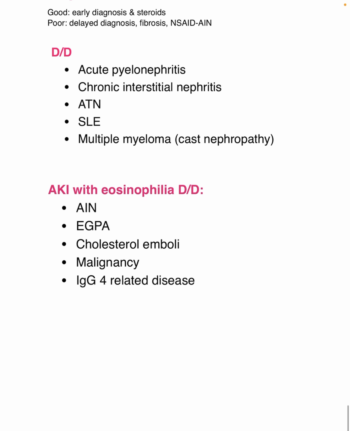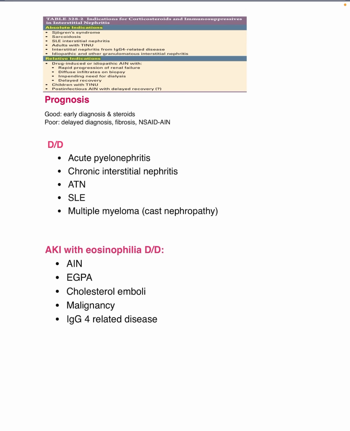If we find AKI with eosinophilia, what should we think? We should think about acute interstitial nephritis, EGPA, cholesterol emboli, malignancy, and IgG4-related disease. So remember, AIN is very common but underdiagnosed, and it is reversible if caught early. So always suspect AIN in unexplained AKI with drug exposure.